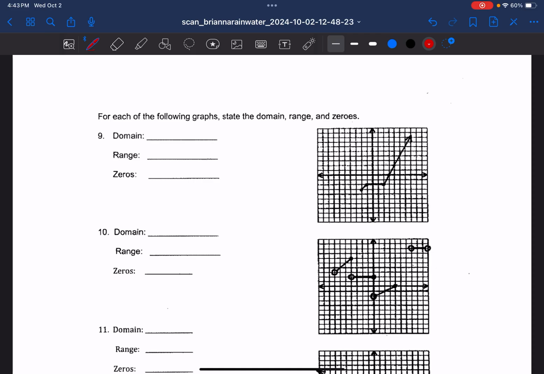All right, here they ask for the domain. Domain is my x values. So this starts here, which is at -2, and continues infinitely. This could also be written as x is greater than or equal to -2. For my range, the lowest value is on this line, which is at -3, and it extends upward. So from -3 to infinity, or y is greater than or equal to -3. And we have 1, 0 right here at 3.